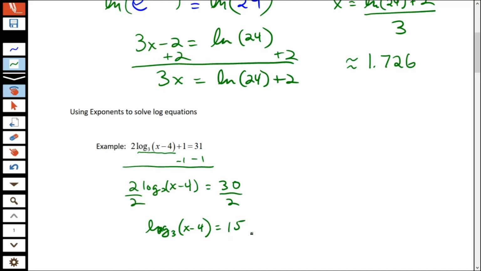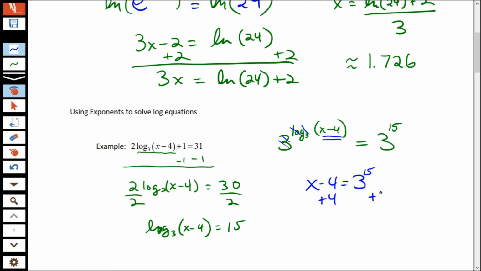Now, how do we undo this log base 3? Well, it's with an exponent of base 3, so we're going to exponentiate both sides of the equation with a base of 3, same as the base of our log. Of course, on the left-hand side, the 3 and the log base 3 are going to cancel out. We just need to make sure that when we get our solution, we're not allowed to have a negative in there, right? Because we can't do log base 3 of a negative number. So 3 raised to the log base 3 cancels out. We get x minus 4 is equal to 3 to the 15th.